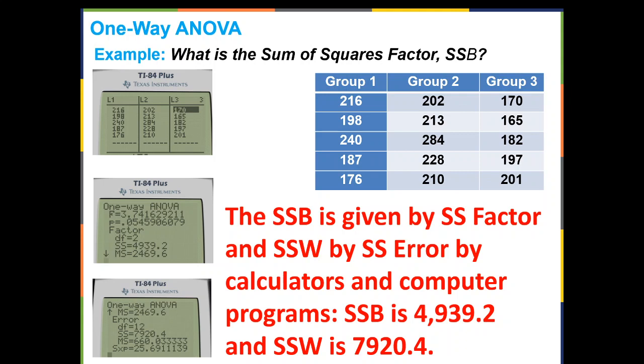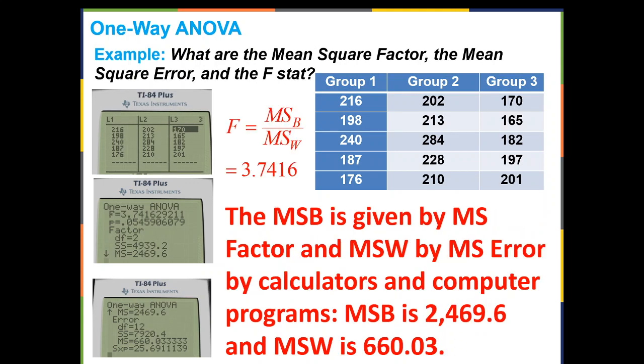So now we're gonna run that test, even though we're not asked to, but that's how we can find SSB easily, right? So the SSB is given by SS factor. Where is SS factor? Right here. So that's what we have to find, right? That's SSB, and SSW is this one right here. Of course, if you don't like this, you can get the formulas and do it by hand. Well, I'm just kidding. Of course, you're not gonna want to do that. All right, so here you go.